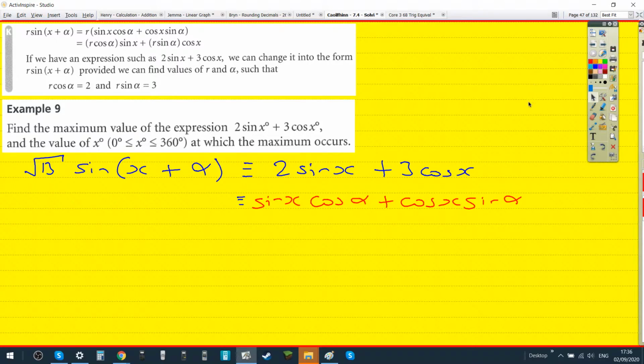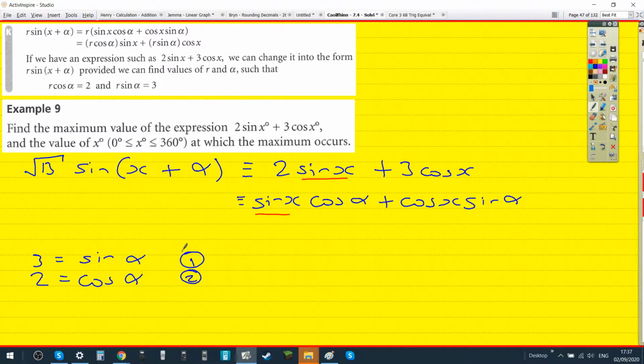What matches from the top? Sine x, cos x. So these two sine x's. This is 2 times sine x, and this is sine x times cos alpha. What do you know about 2 and cos alpha? They're equal, so 2 equals cos alpha. What else do you know with the second half? 3 is equal to sine alpha. So how can you solve for alpha with these two?